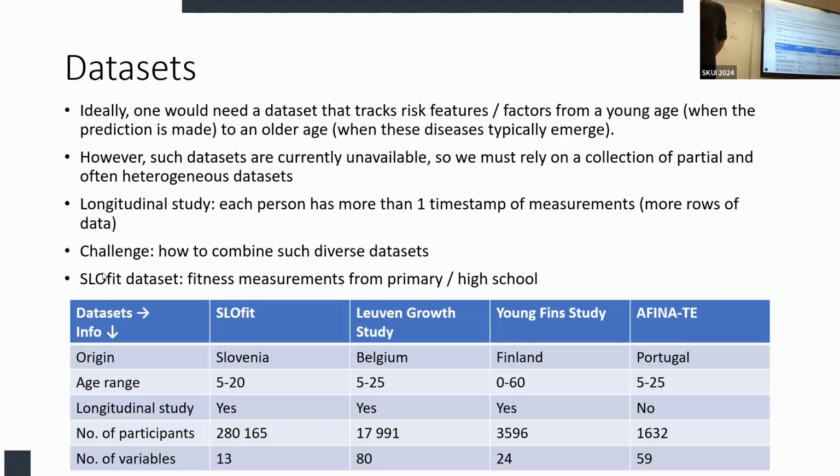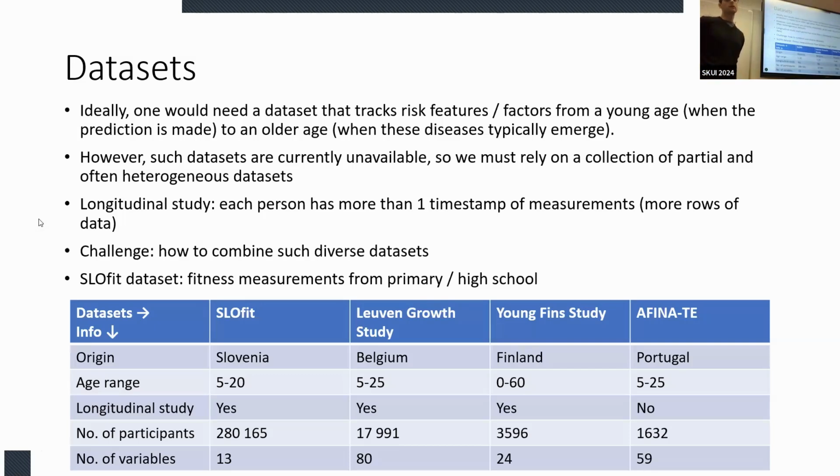So, in order to make such a model, ideally, we would like to have longitudinal data. This means that each person has more than one timestamp of measurements. Instead of just measurements in one year, it has measurements in multiple years. Ideally, to go from 14 to 55, we'd like to have a person with data points at age 14, age 15, 16, and so on till the age of 55.